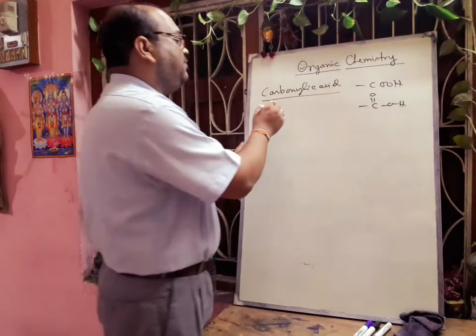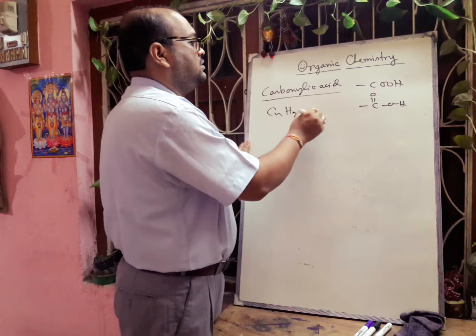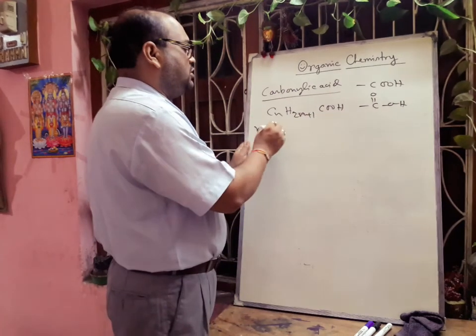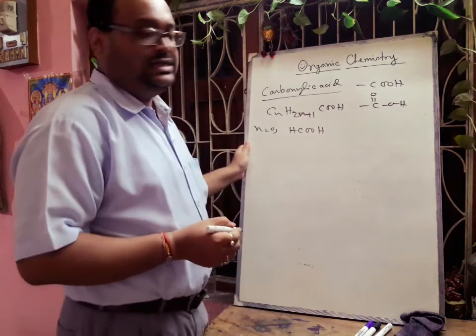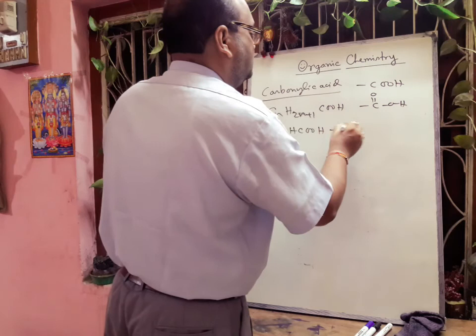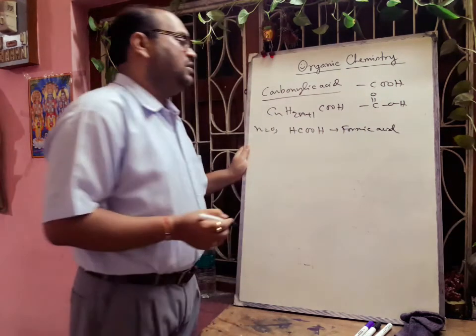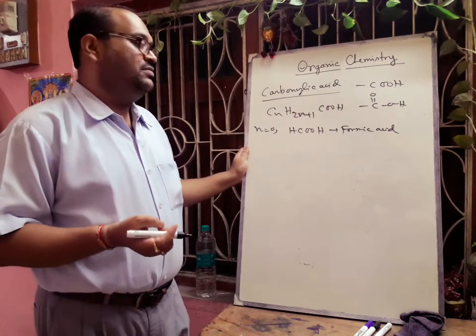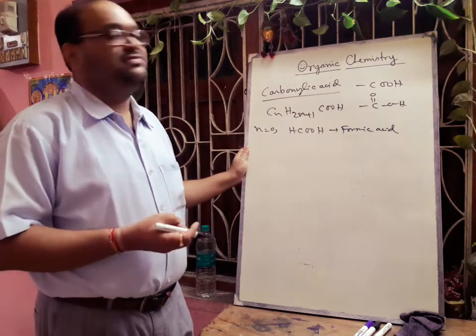Now what will be the general formula? That is CnH2n+1 COOH, and here we can put n is equal to 0, and we will get the lowest or first member of carboxylic acid. This is called formic acid, and this is the trivial name. Formica means ant sting, this acid is present there. That is why the common name is taken as formic acid.